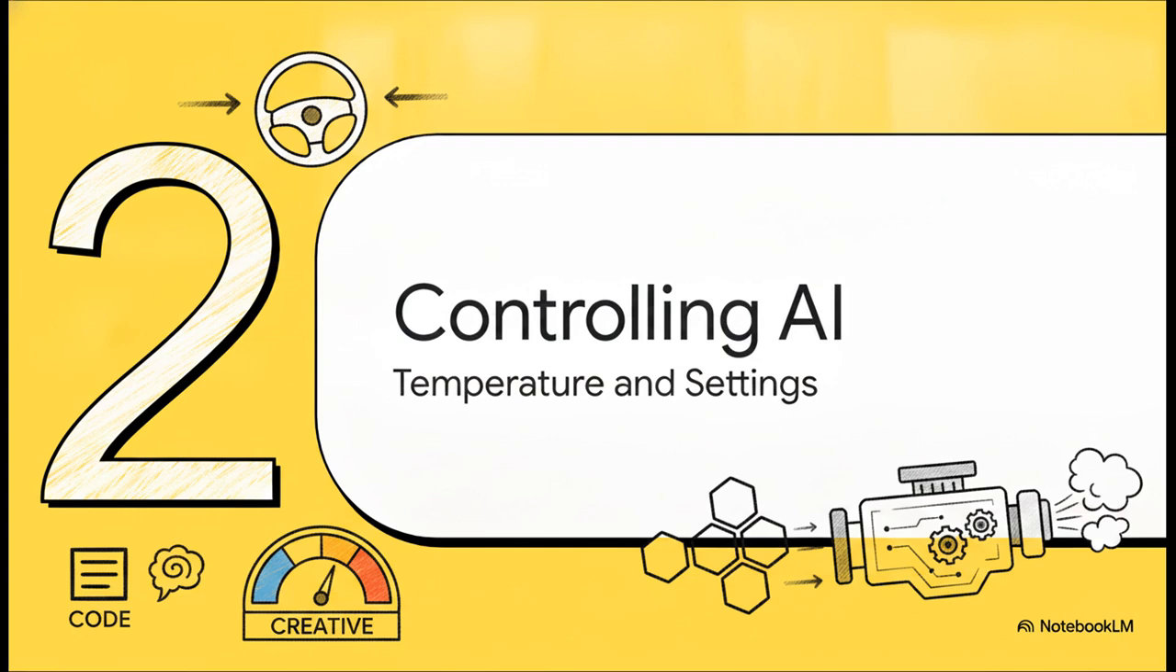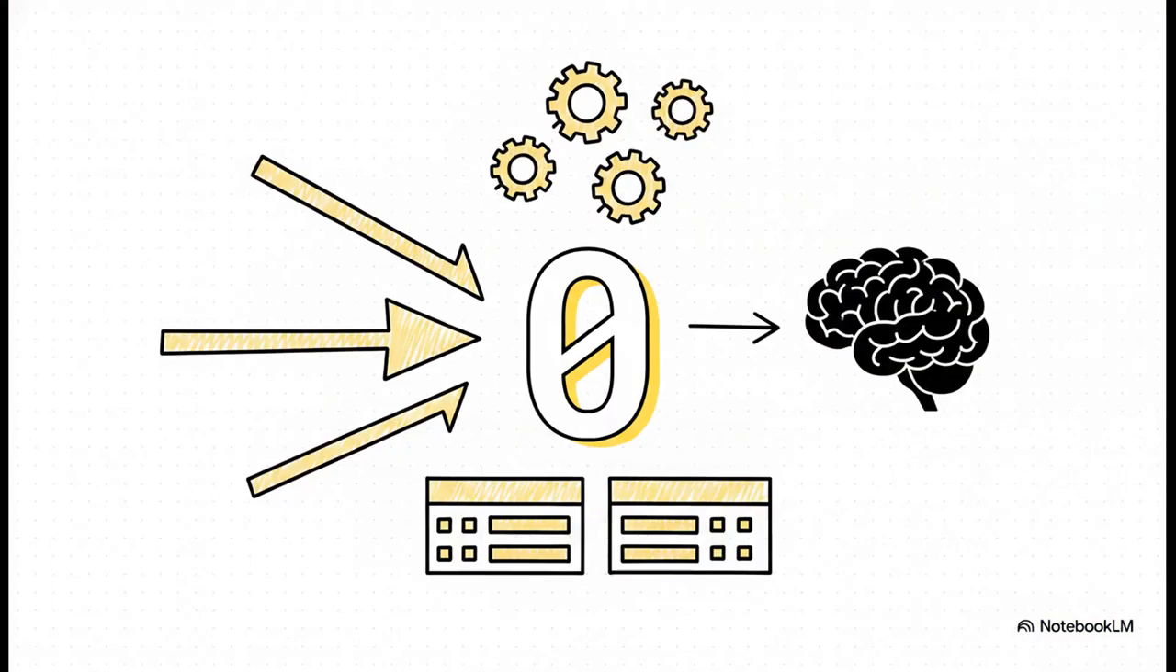Section 2. Controlling AI, temperature and settings. Now, if tokens are the fuel, how do we steer? How do we tell the engine, hey, we need exact, perfectly structured code right now versus let's have a highly creative brainstorming chat? So the crucial point is the number 0, specifically setting the LLM temperature to 0.